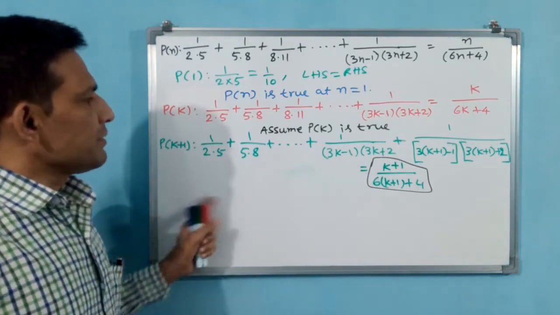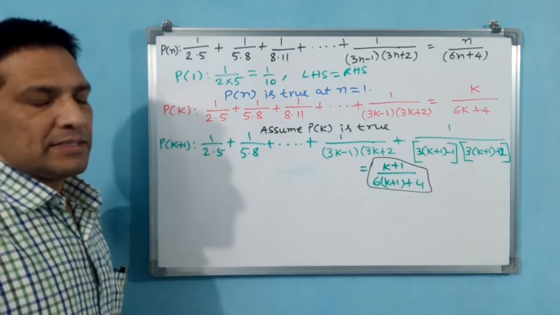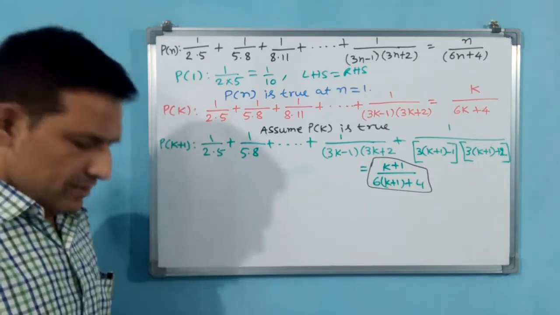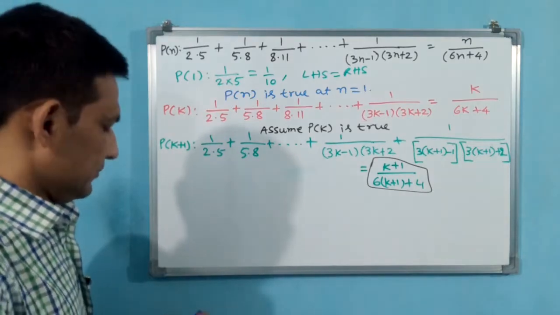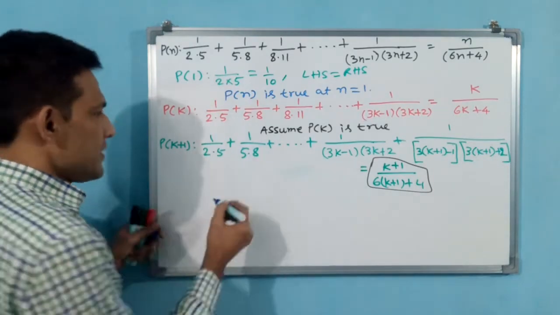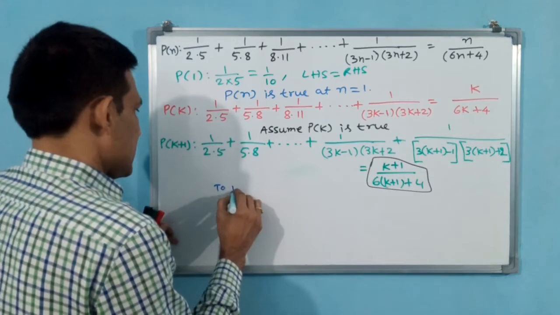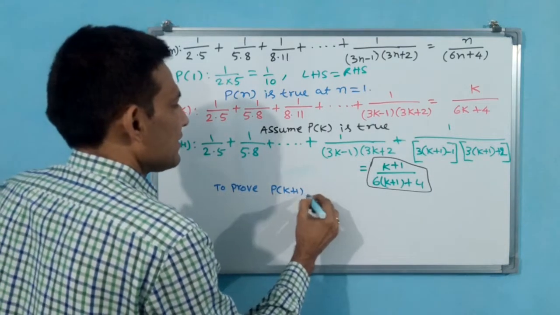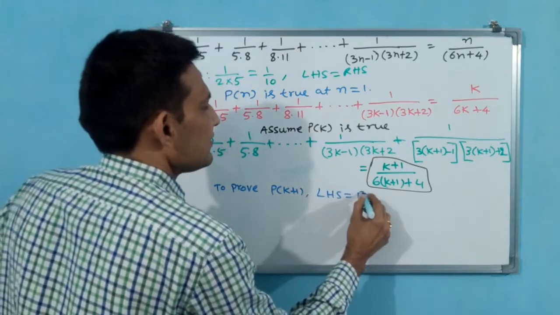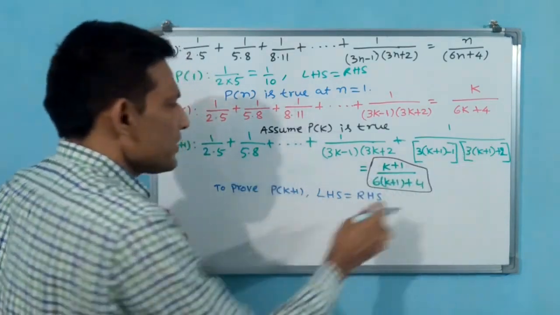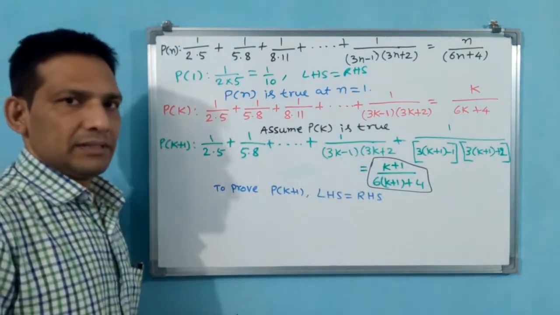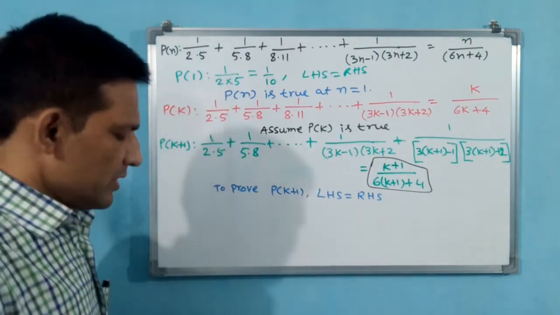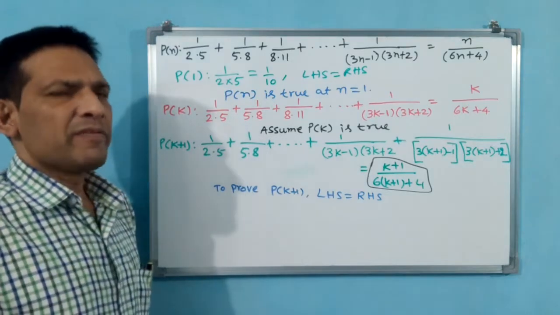Now, another important step we have to write. To prove P(k+1), LHS is equal to RHS. Yes, that you have to write right now. To prove P of k plus 1, LHS is equal to RHS. That means you have to prove P(k+1), that's all, LHS is equal to RHS. If you prove it, automatically the statement is going to be verified and found true.